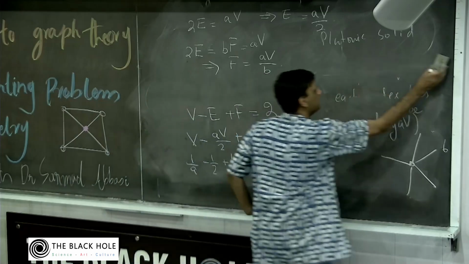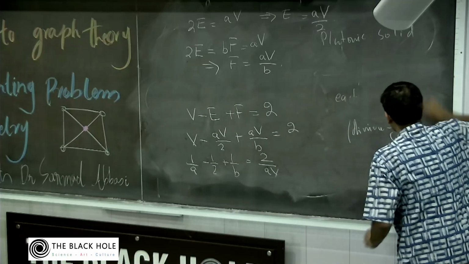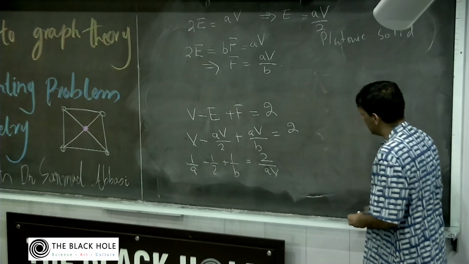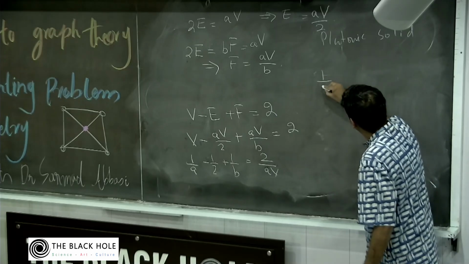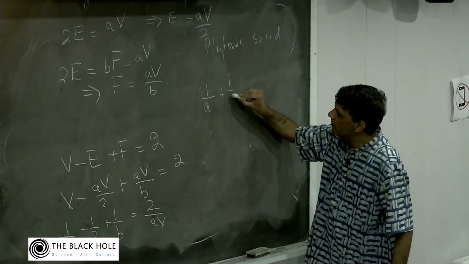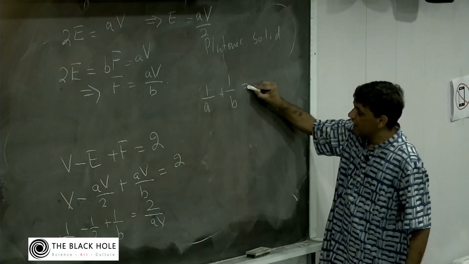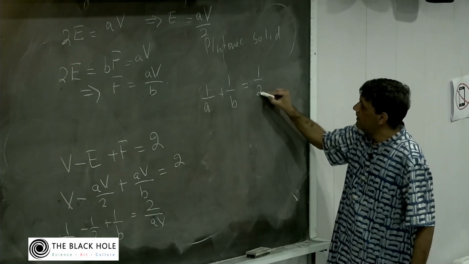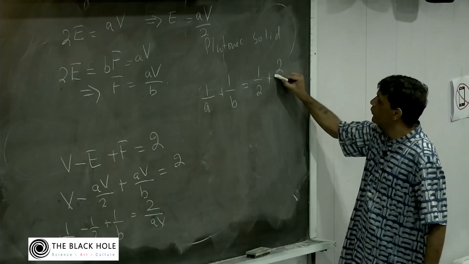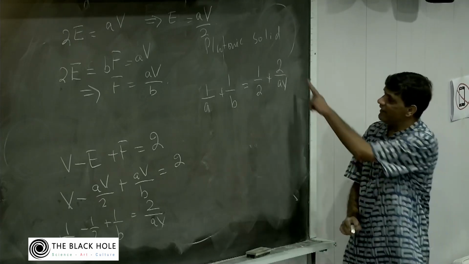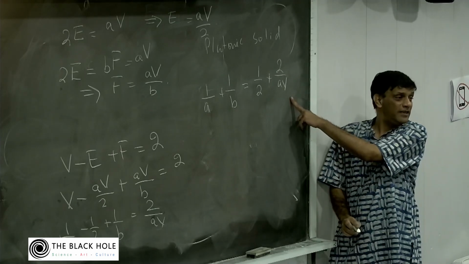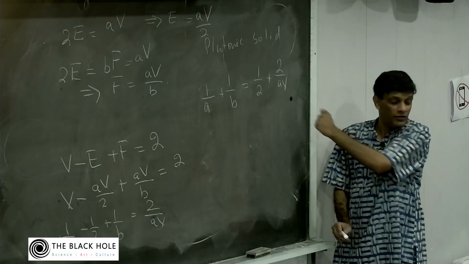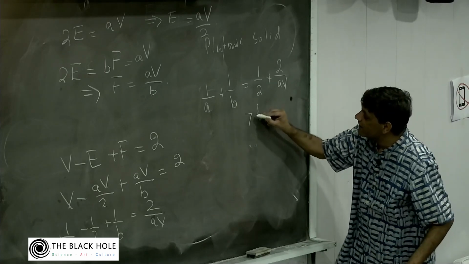And let me just do one small thing. This tells me that 1 over A plus 1 over B has to be equal to half plus 2 over AV. This quantity, however small, must be greater than 0, right? So this is strictly greater than half.